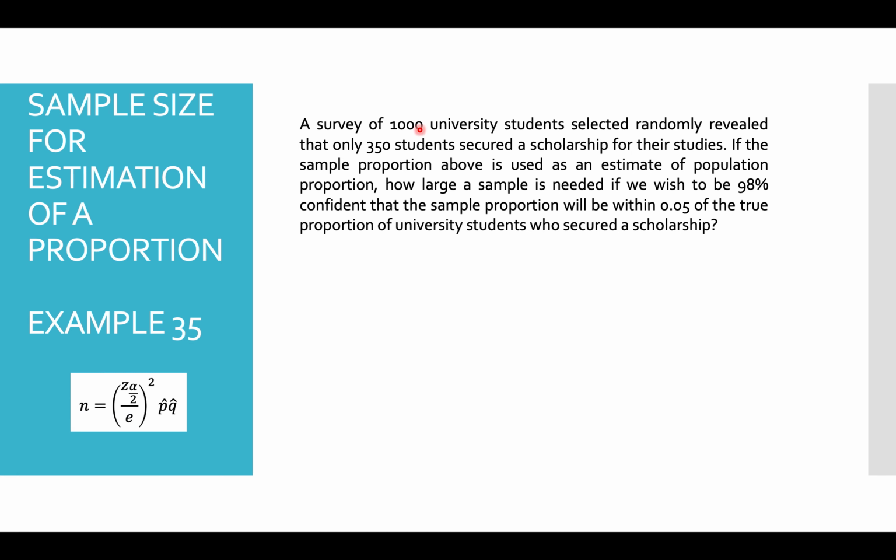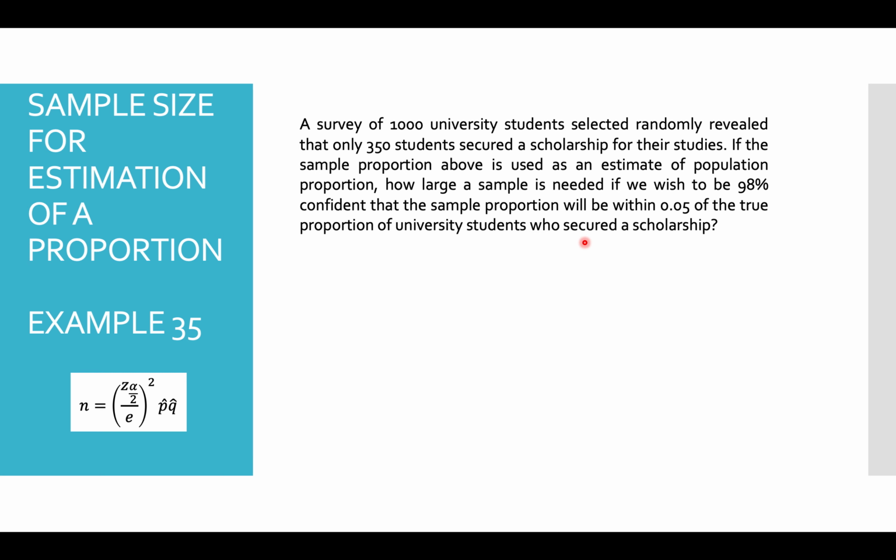A survey of 1,000 university students selected randomly revealed that only 350 students secure a scholarship for their studies. If the sample proportion above is used as an estimate of the population proportion, how large a sample is needed if we wish to be 98% confident that the sample proportion will be within 0.05 of the true proportion of the students who secure a scholarship?